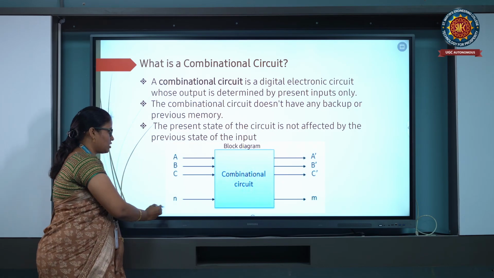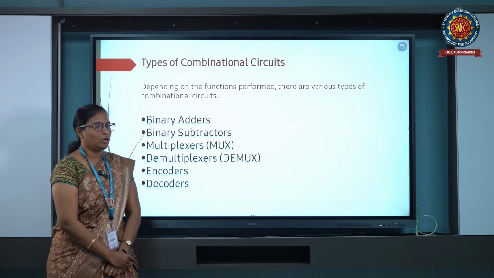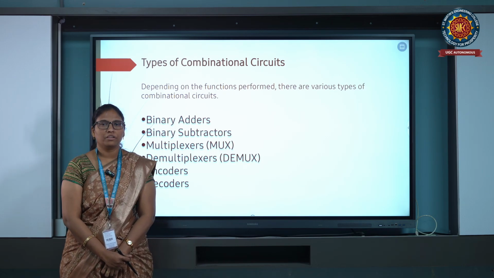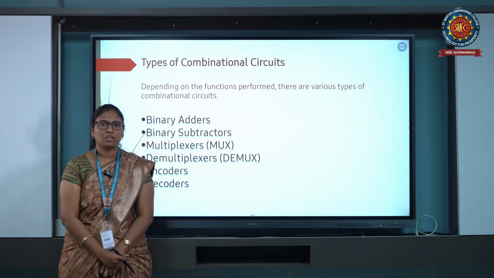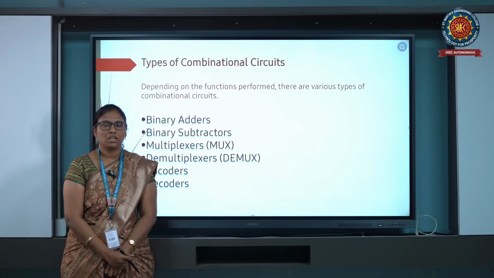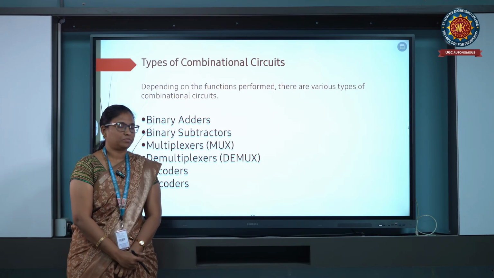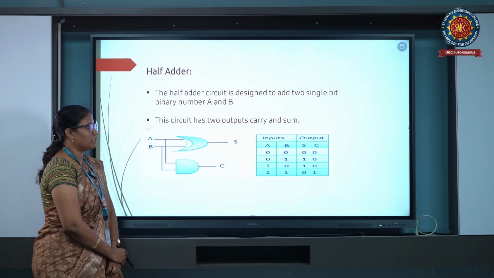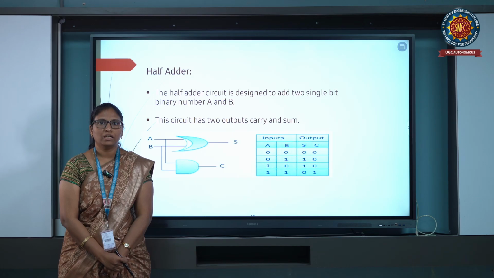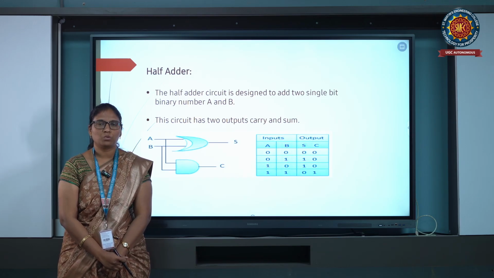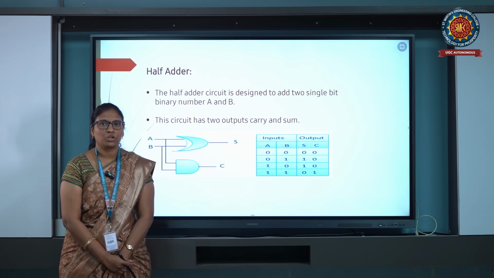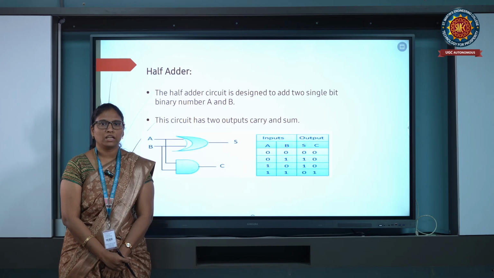Based upon functions, these combinational circuits are classified into different types, namely adders, subtractors, multiplexers, demultiplexers, encoders and decoders. Let us start with the adders. In binary, adders are designed to perform the addition of two binary digits. In binary adders, we have two types, that is half adder and full adder. Half adder is a circuit designed to add two single bit digits.